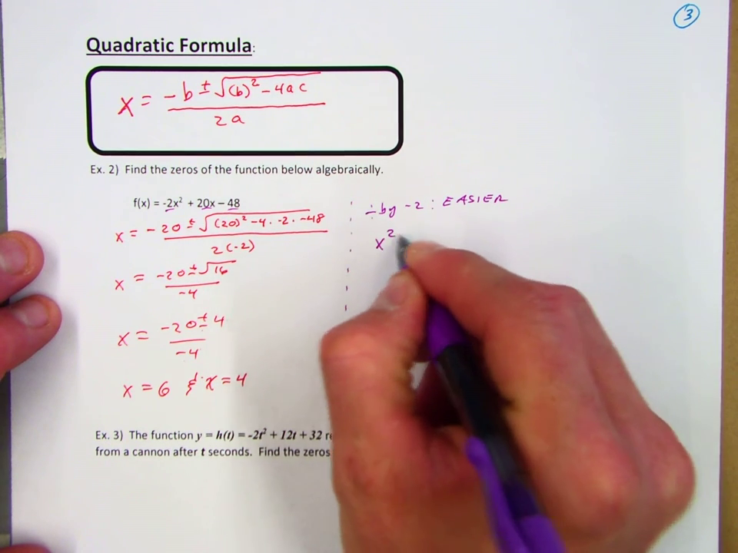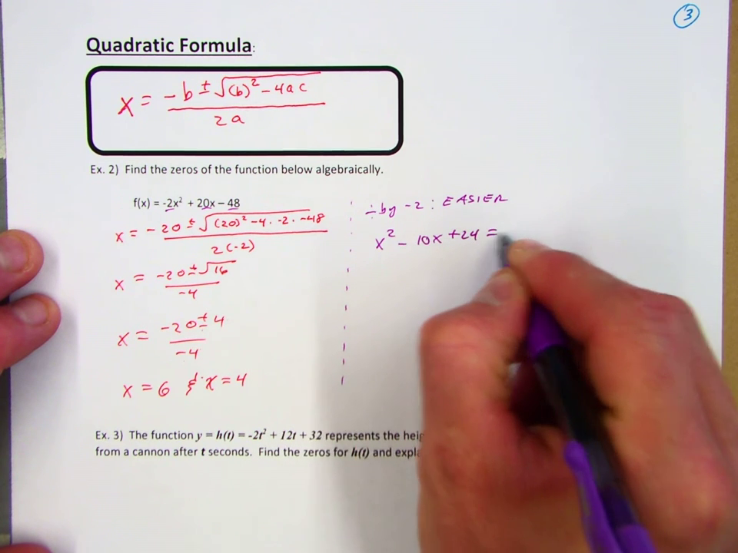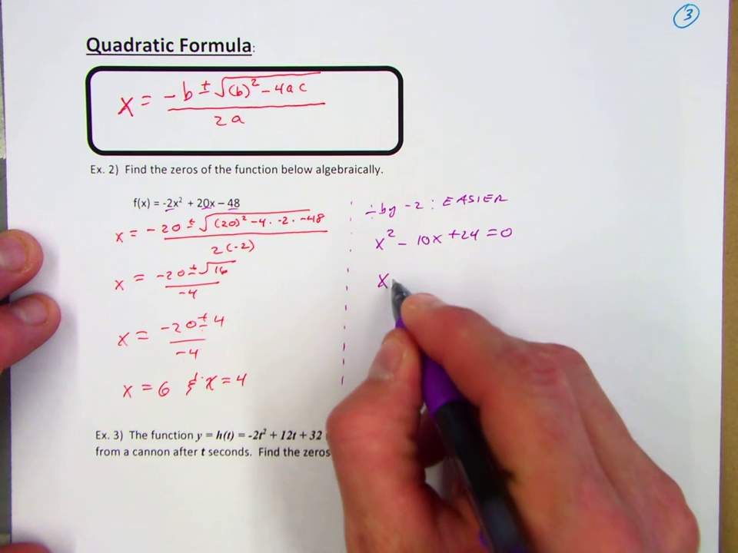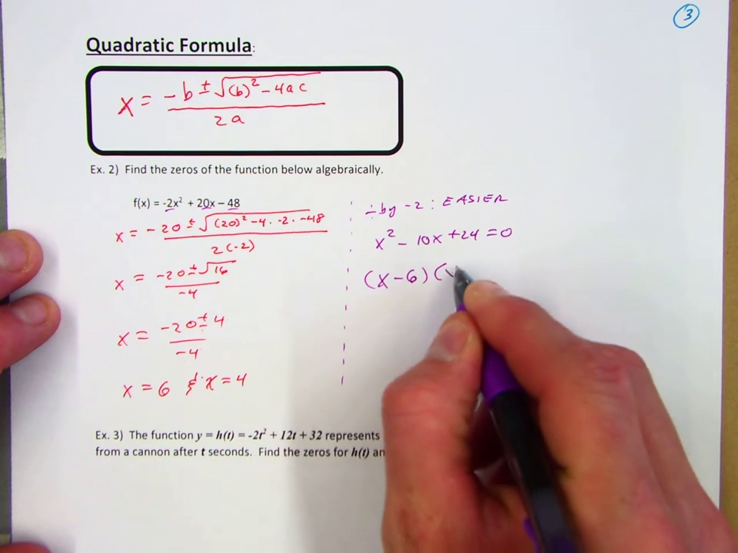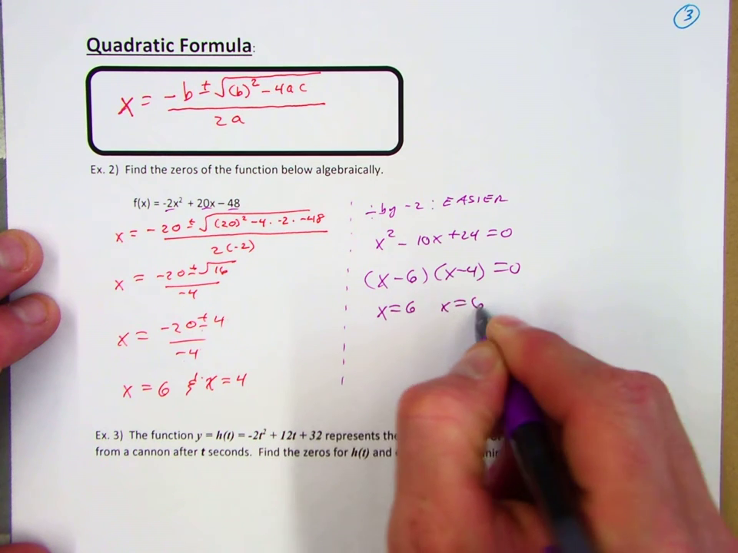So we'd have x squared minus 10x plus 24 equals 0. All right, we can factor this. (x minus 6)(x minus 4) equals 0. And you get your 6 and your 4.